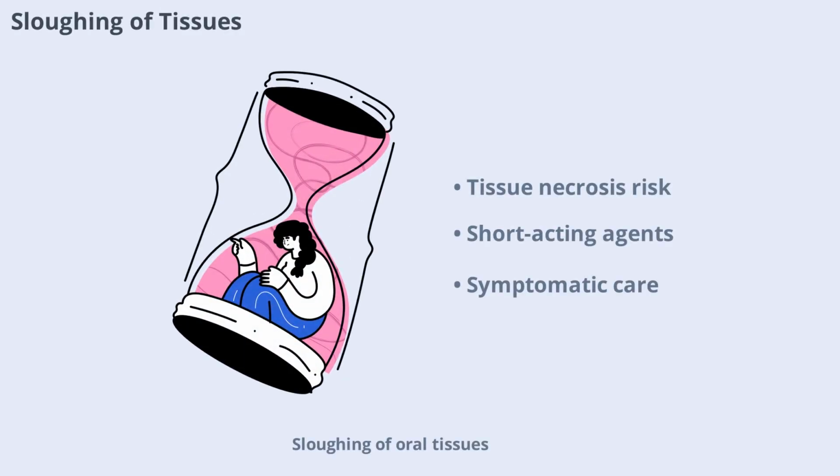Sloughing of oral tissues, which refers to the shedding or necrosis of the mucosa, is another complication. It is most commonly seen in the hard palate, particularly in areas supplied by the nasopalatine and greater palatine nerves. This is because the mucoperiosteum is tightly attached to the bone, making it more susceptible to ischemia.